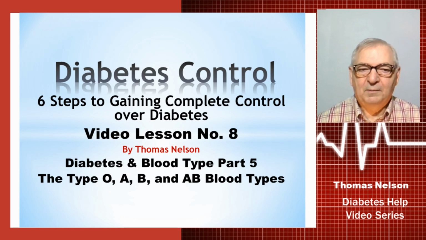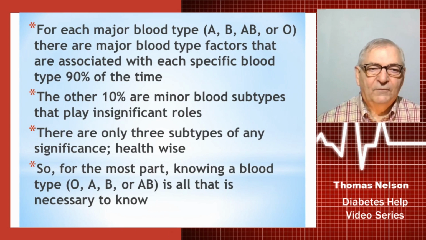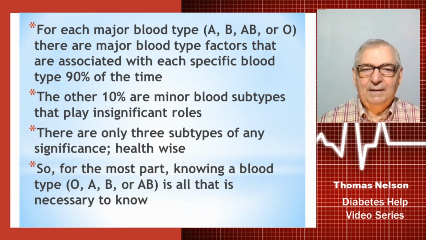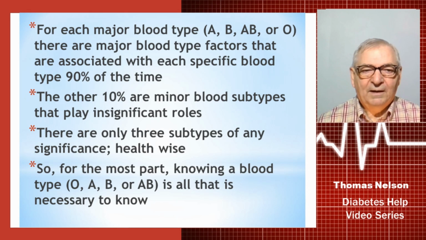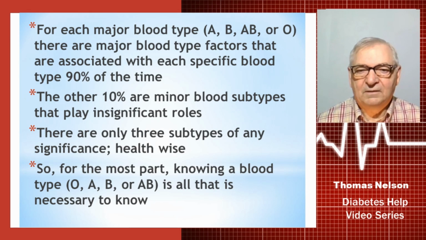We're going to now talk about the four different blood types. For each major blood type, whether it's A, B, AB, or O, there are major blood type factors that are associated with each specific blood type 90% of the time. That means that you may not be purely one of all of those, but for 90% of the time, you're going to follow the traits of that blood type. The other 10% are minor blood subtypes that play insignificant roles.